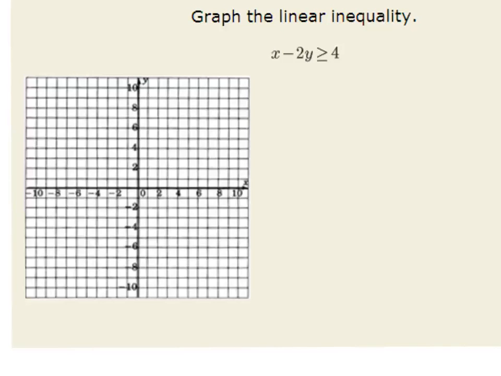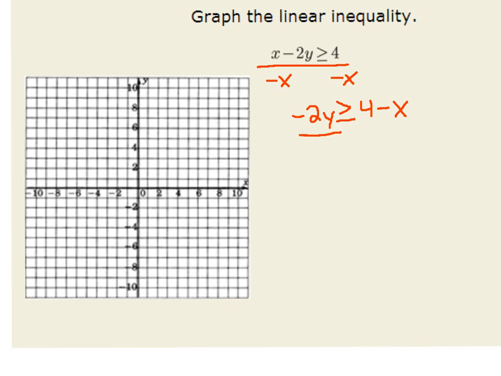Graph the linear inequality. X minus 2y is greater than or equal to 4. Now the first thing we're going to do is solve this linear inequality for y. So the first thing we'll do is subtract x from both sides. And we get negative 2y is greater than or equal to 4 minus x.